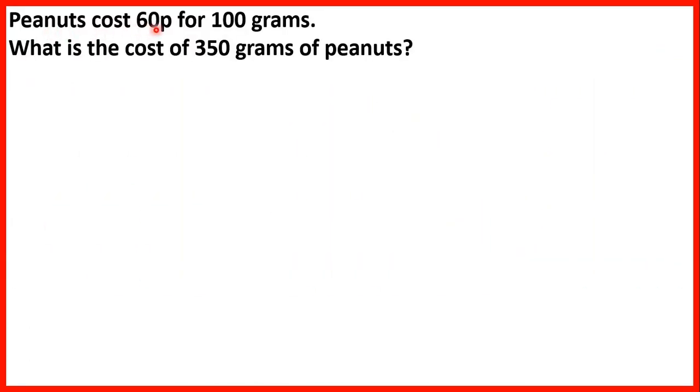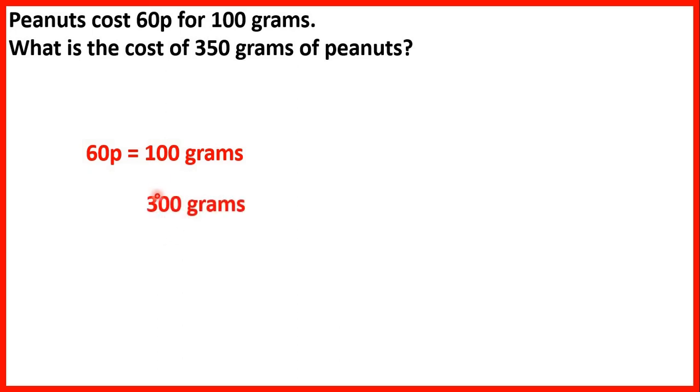Peanuts cost 60 pence for 100 grams. What is the cost of 350 grams of peanuts? So we know that 60 pence is 100 grams, but we want to find 350, and we can't multiply 100 by a whole number at least to get 350.